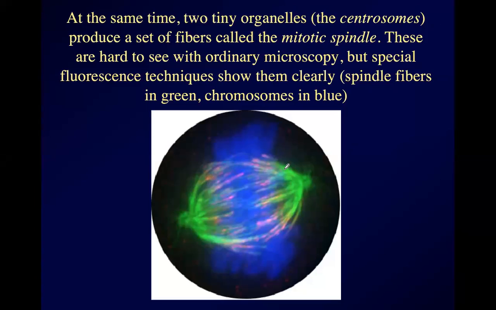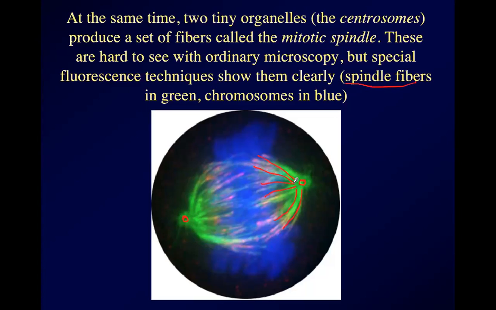And in this picture, most of the cell you can't see, but the chromosomes are in dark blue, and the mitotic spindle, or the spindle fibers, have been stained in green. So the centrosomes are right there and right there. And the spindle fibers are these things that I'm tracing out with the marker right there, attaching to the chromosomes, and they're going to do the work of moving the chromosomes around.